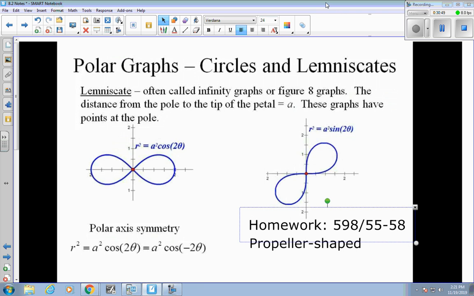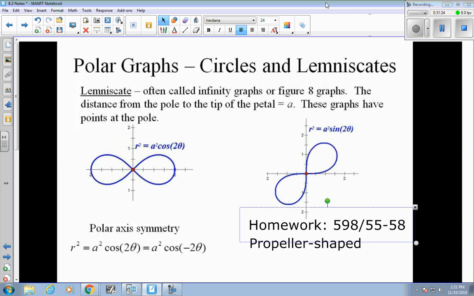So lemniscates are often called infinity graphs or figure 8 graphs. And notice the equations. It's hard to see in blue, so I rewrote it in black down there. It's an r squared equation. So r squared equals a squared cosine 2 theta. There's no other theta you will see. It has to be 2 theta for these graphs. It's the first time we've seen a squared value for these. So r squared equals a squared cosine 2 theta, or a squared sine 2 theta.